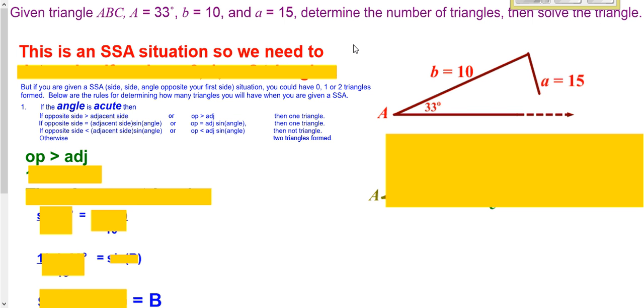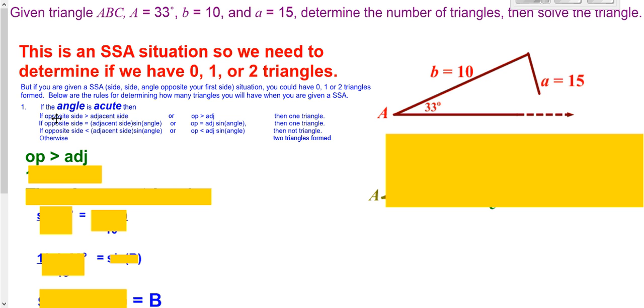Looking at this one here, we want to draw this out. We have our angle, an adjacent side, our opposite side. Once again, it's an SSA situation, so we need to figure out how many triangles. So I'm going to take a look.